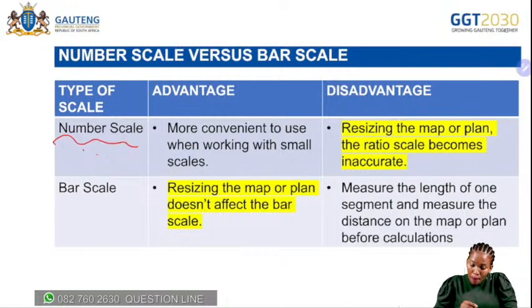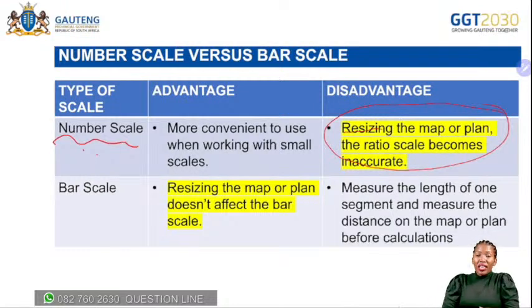And this makes it a disadvantage of working with the number scale. It is a disadvantage because now when you resize the map or your plan, the ratio or the number scale becomes inaccurate. You can't work with it. But as much as it is a disadvantage, it also has an advantage. The advantage is that number scale is more convenient to use when you are working with small scales, like your 1:20, 1:5, 1:10. It's very accurate.